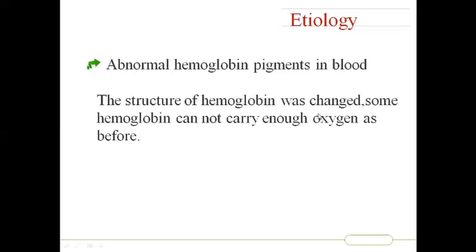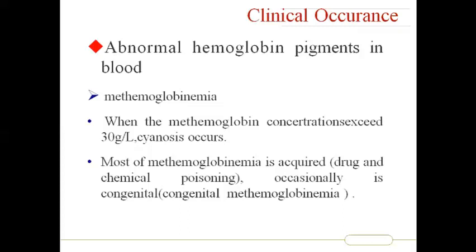Etiology. Now we will talk about etiology. One of the etiologies is abnormal hemoglobin pigments in the blood. The structure of hemoglobin changes, or some hemoglobin cannot carry enough oxygen as before. So this can be a cause of cyanosis. What are the abnormal hemoglobin pigments in the blood?